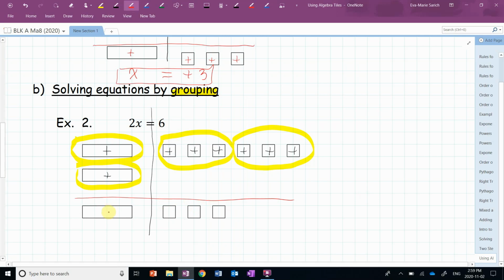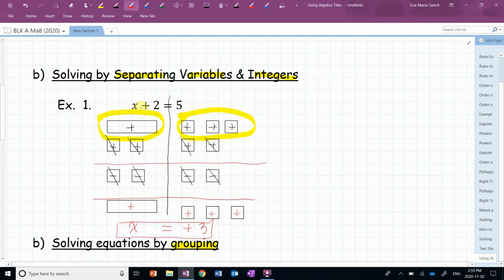Now let's get the signs in there. That's a positive, and both of these are positives. So I want to translate it back into our question. Remember, the variable represents an x, and these 3 squares represent integers of positive 3, so x is equal to positive 3. So if we have more than one variable, we need to group. If we have variables and integers on the same side of the equal sign, we need to separate them.